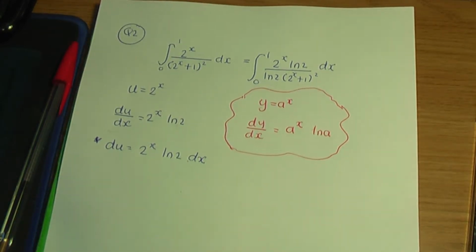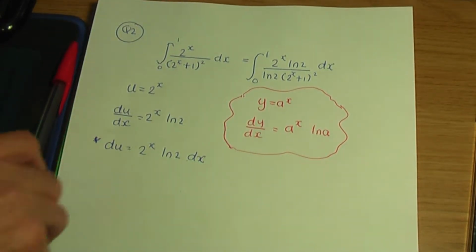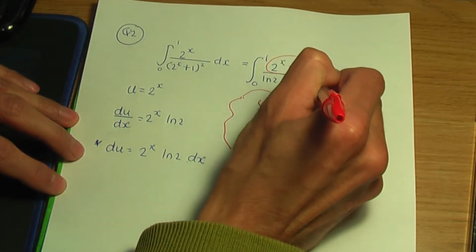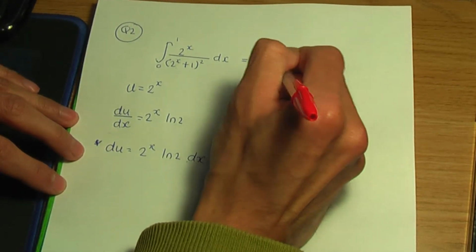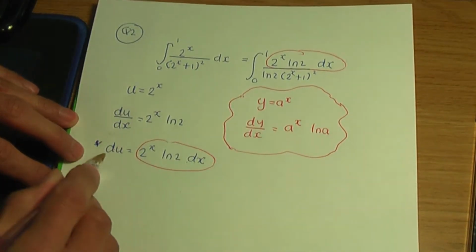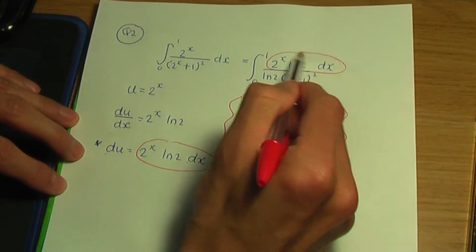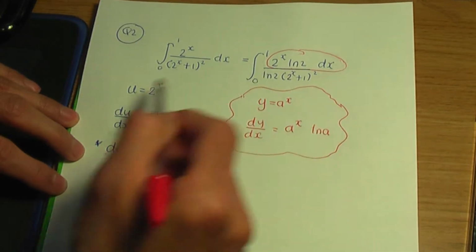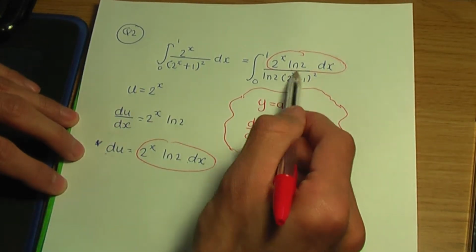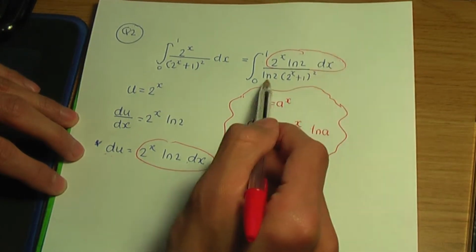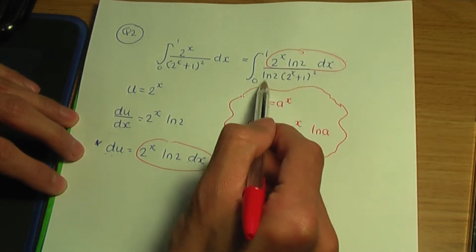Now, why did I do this again? I did this because I can then replace the 2 to the power of x ln 2 dx, all of this, by du. So I can replace all of this by du when applying substitution. 2 to the power of x is u, so I'll replace the 2 to the x by u to give me (u plus 1) squared. ln 2 is a constant.